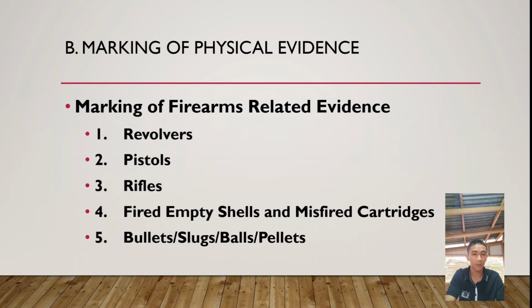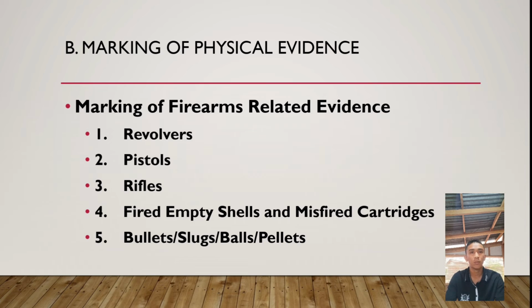The third one is rifle. It should be marked on the barrel, frame, magazine, bolt, or slide. All magazines and accessories should also be marked. The fourth one is fired empty shell and misfired cartridges. It must be marked near the mouth of the fired empty shell, not on the body or peripheral surface or base.